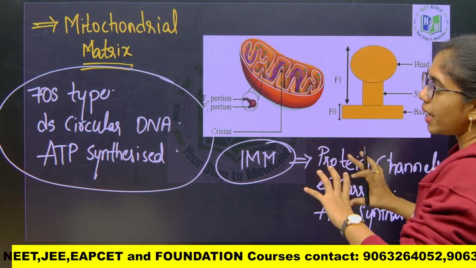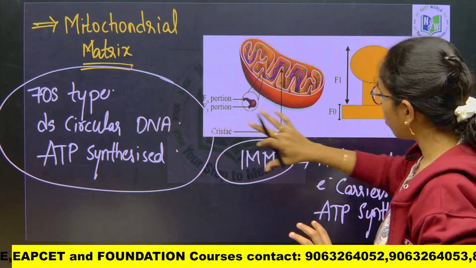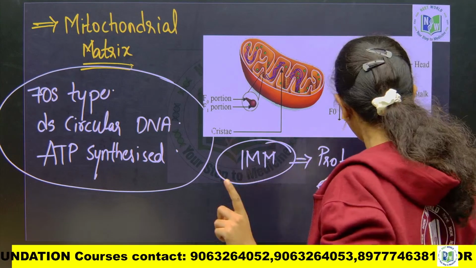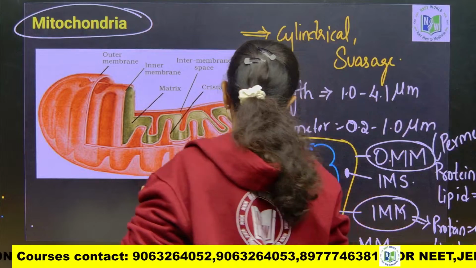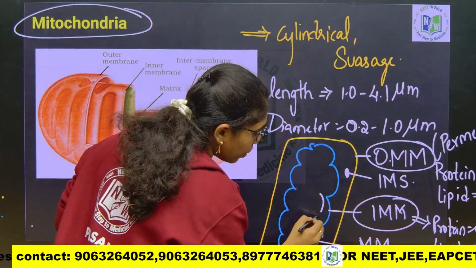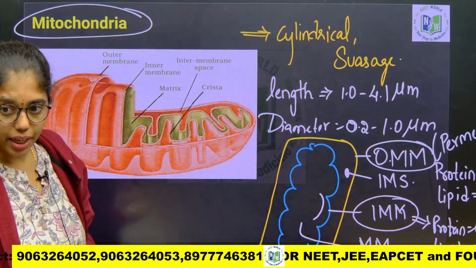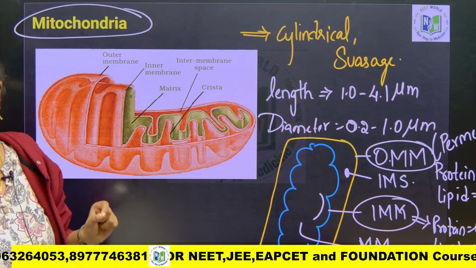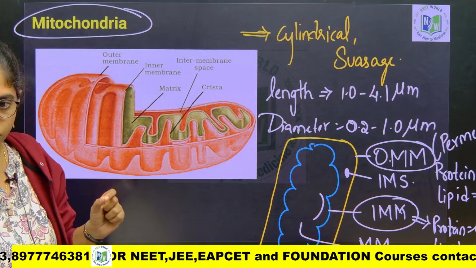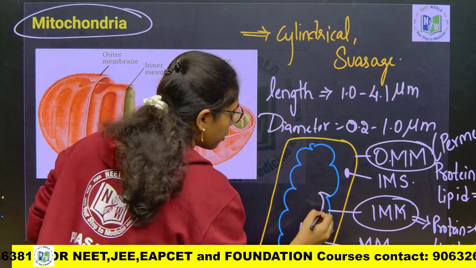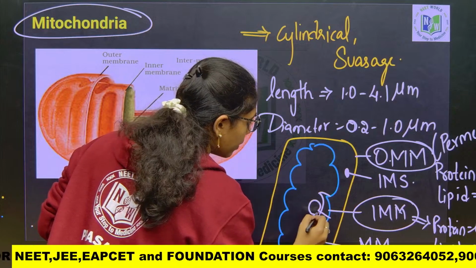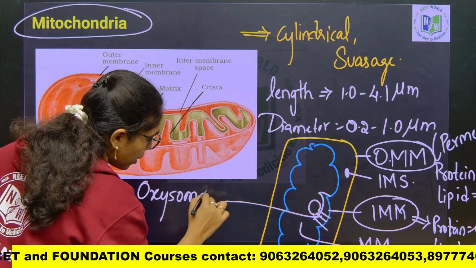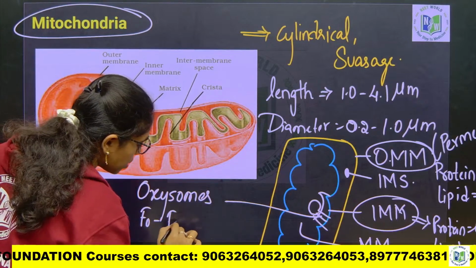So you are clear with what is present in the mitochondrial matrix and what is present in the inner mitochondrial membrane. One more thing I would like to tell you is that the inner mitochondrial membrane has the F0 F1 complex. That F0 F1 complex is also called ATP synthase, or oxysomes. What is the F0 F1 complex called? Oxysomes, the F0 F1 particles.